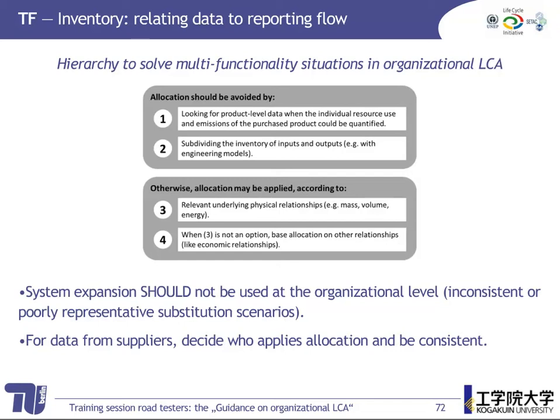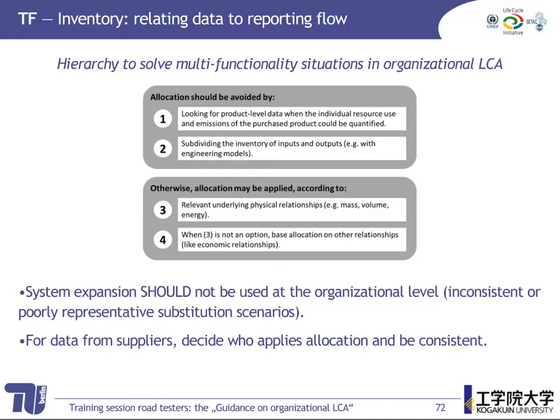First option would be to look for product level data, to have more specific data and be able to directly know which part of the impact of my supplier, for example, is due to each of the products, and then only take into account the data for the specific products I am buying. Another option is to subdivide the inventory of inputs and outputs as in product LCA.